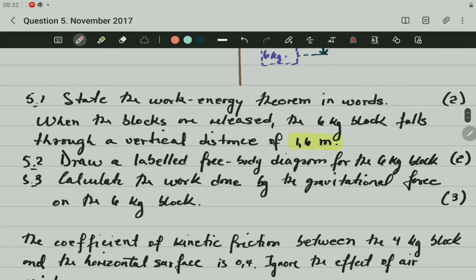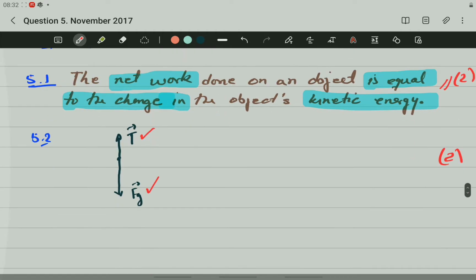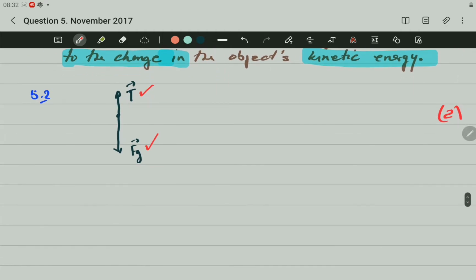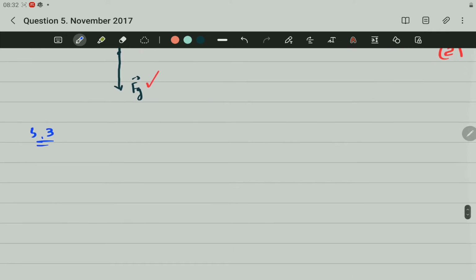Calculate the work done by the gravitational force on the 6 kilogram block. Now, all the data is in the picture. We are not going to rewrite the data here. I don't want to take too long because the question is quite long. So I'm going to show you 2 options, 2 ways of doing this one real quick. The first one, they ask you to calculate the work done by the gravitational force, and that will be equal to gravitational force multiplied by displacement multiplied by the cosine of theta. Theta is the angle between the force and the displacement.